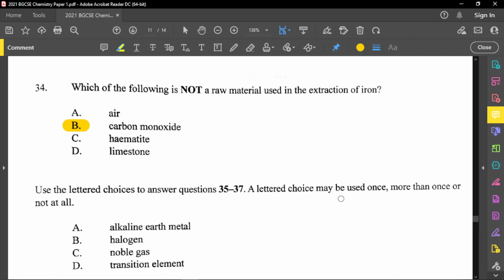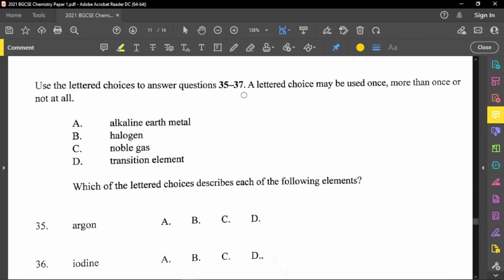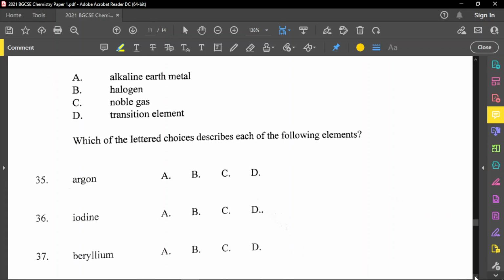All right, for the next set of questions, it says use the letter choices to answer questions 35 to 37. A letter choice may be used once, more than once, or none at all. A is alkaline earth metal. B, halogens, and halogens are group 7, right? C, noble gas, which is group 8. And D, transition elements. Which letter choice describes each of the following elements? Argon is a noble gas, right? So noble gas here is going to be C.